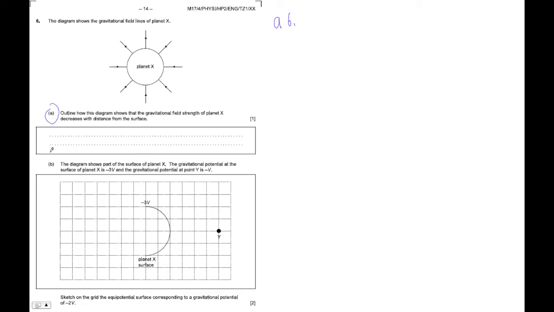Do A and B here. A says, outlining this diagram shows that the gravitational field strength decreases with distance from the surface, right? So these are the gravitational field lines. Imagine these drawn even farther apart, right?